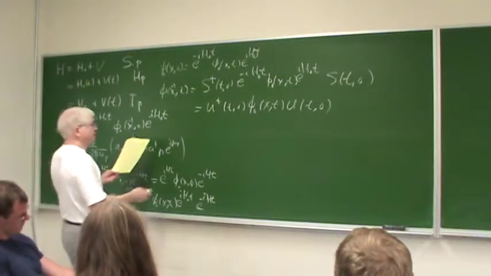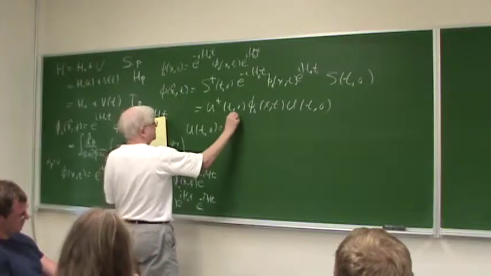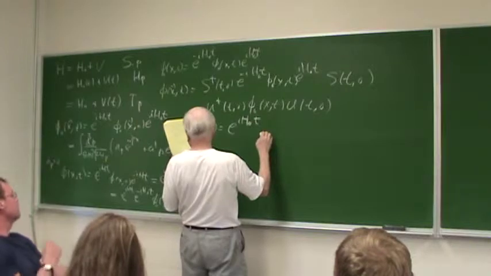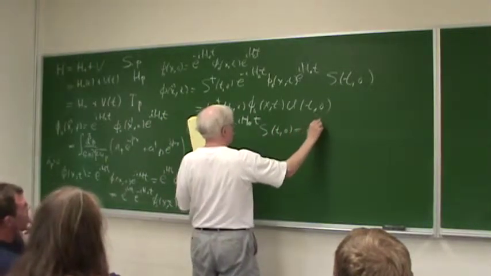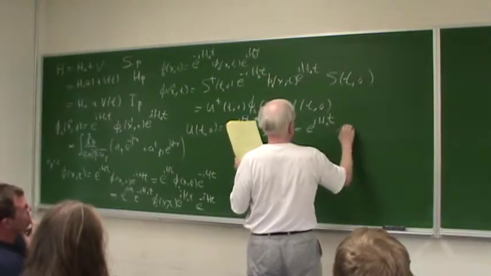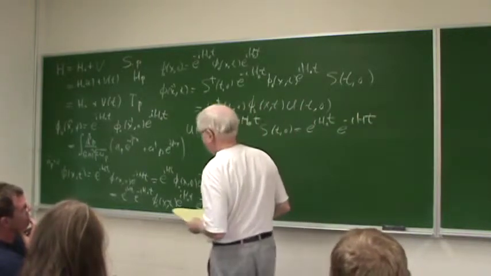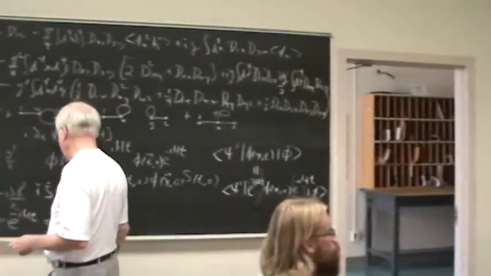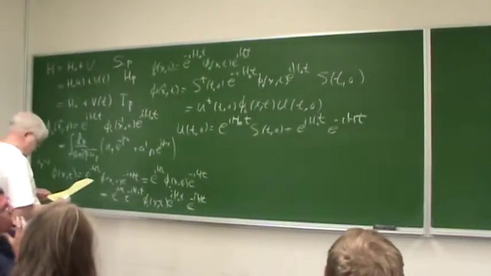And this U of t and 0 is e to the i H0 t, S of t and 0, which is to say e to the i H0 t, e to the minus i H t. Okay. Just make sure we've got all the signs right. Yeah, okay. So this is our expression for this.